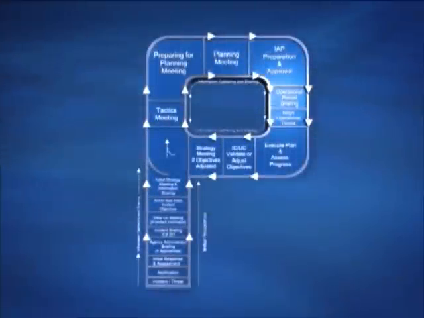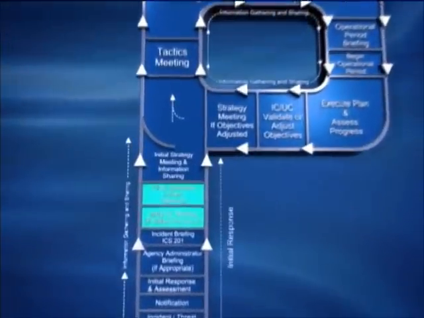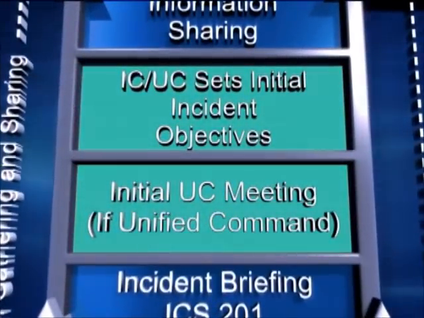The next steps in the Planning P involve the initial unified command meeting and establishing incident objectives. These two steps are usually accomplished at the same meeting.